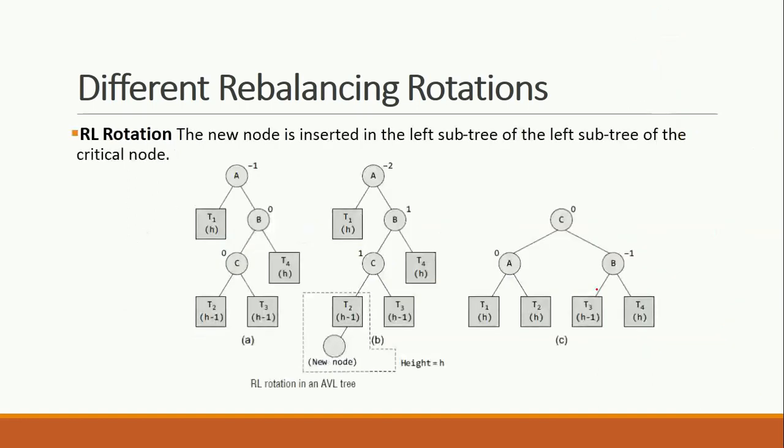So that is the last rotation, that is RL. Now in RL rotation, the new node is inserted in the left subtree of the critical node.